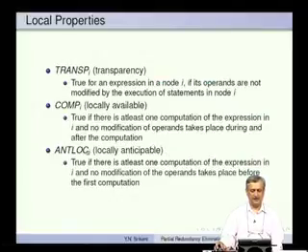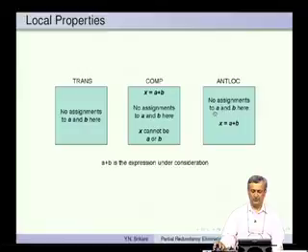What is the locally anticipable property ANTLOC I for a basic block I? It is true if there is at least one computation of the expression in I and no modification of the operands takes place before the first computation of the expression. So, there are no assignments to A and B here. In this case, that is not important.